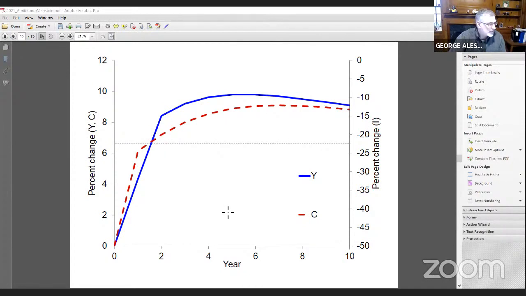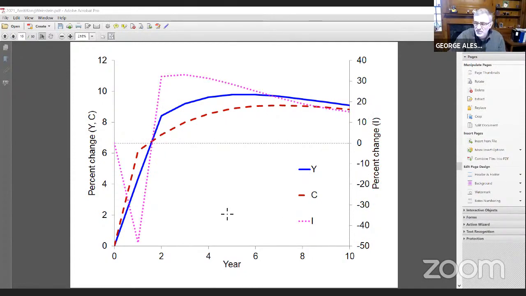Now, if we look at investment, what's going to happen with investment? Well, people are feeling rich from a trade liberalization. They're going to accumulate more capital, but they want to consume first. And so investment collapses and then rebounds. Okay. So what we're seeing is what would come out of a standard model, which is a little bit different than what David was telling us.